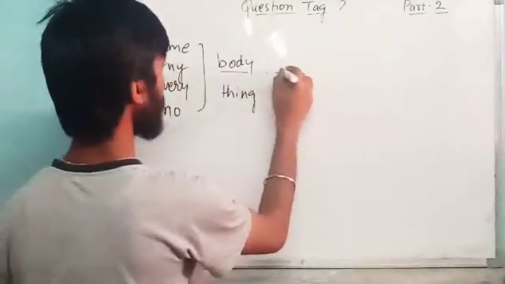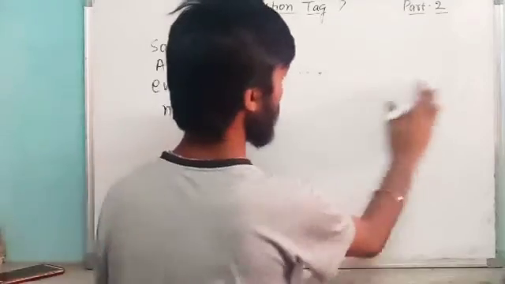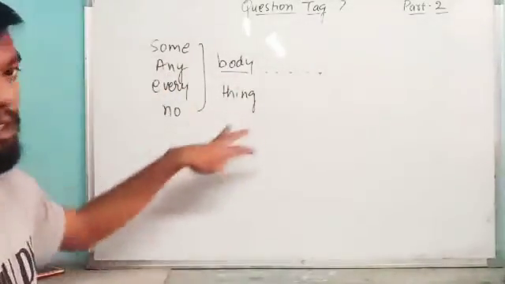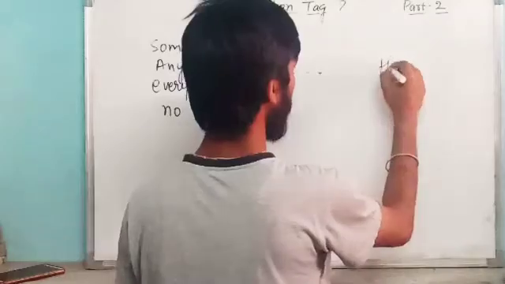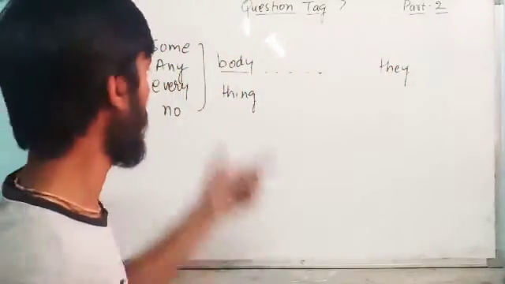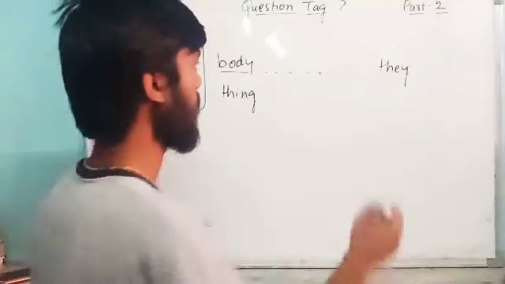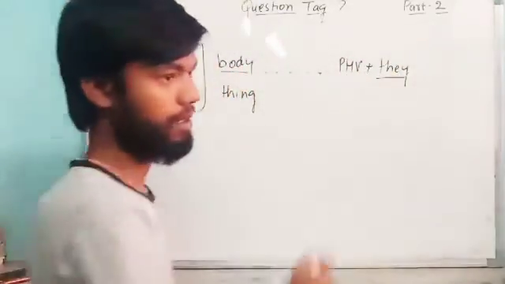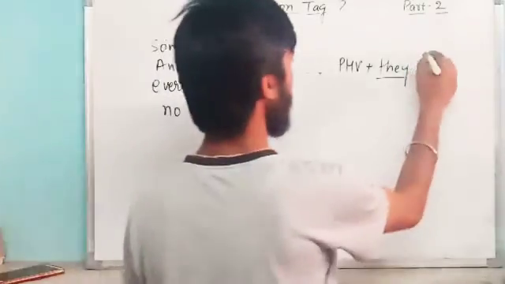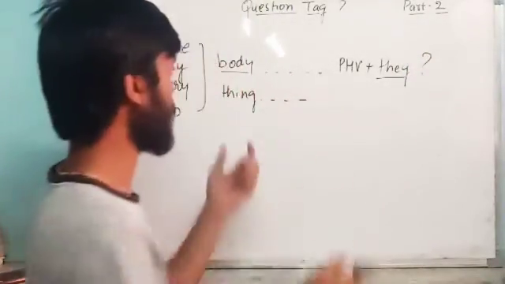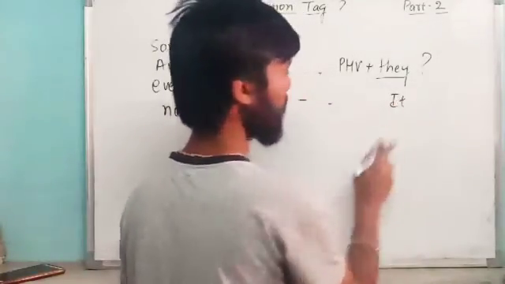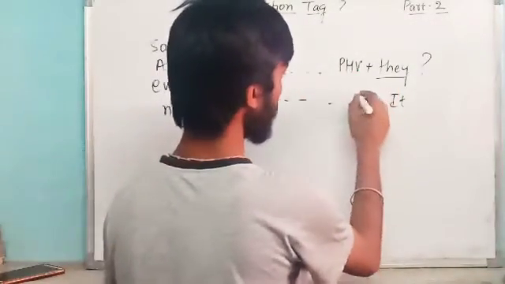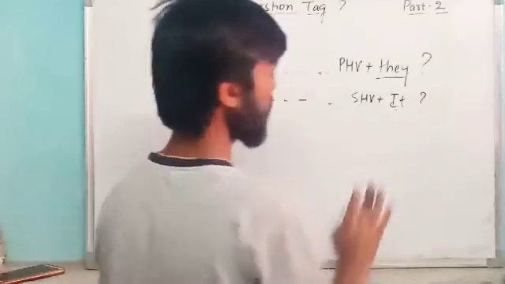Okay. So when we make a sentence like this, here we use a helping verb. With these subjects we use they as the pronoun. With these words we use the pronoun they in the question tag, and they is a plural pronoun, so we use a plural helping verb before it. And with thing we always use it, and it is already a singular pronoun, as you all know. So with it we use a singular helping verb and then the question mark.